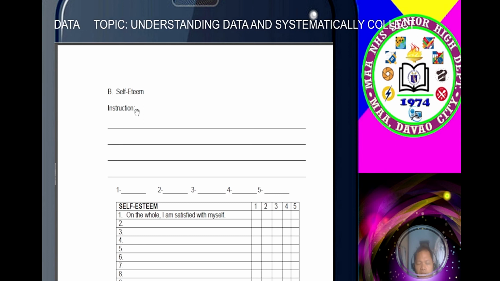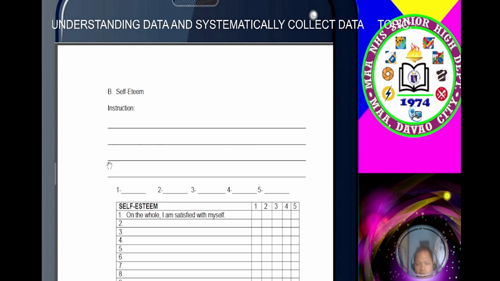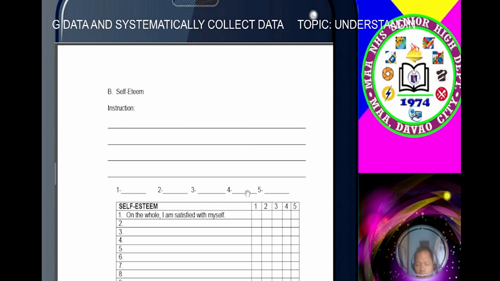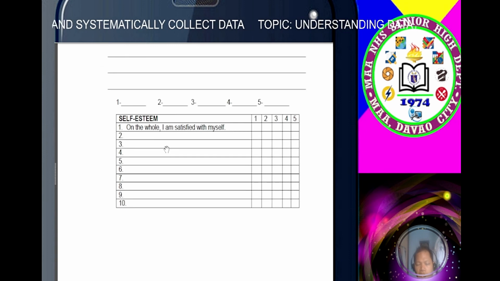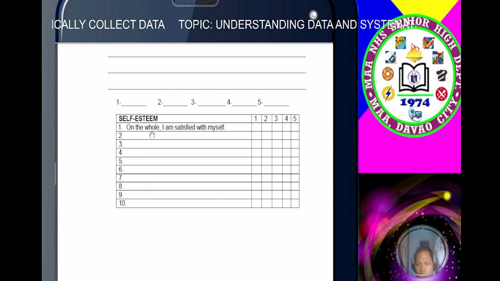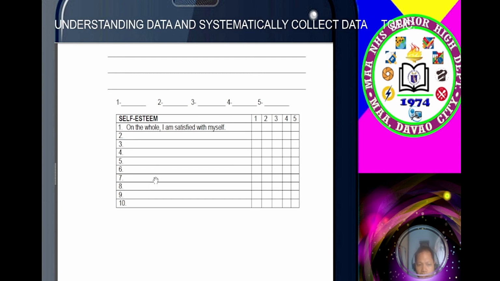Then for letter B, for our dependent variable, again you write the instruction. How are you going to answer? What would be your descriptors here, in 1 2 3 4 5? Then, you're already given a sample question here, and you're going to write 10 questions about self-esteem. You can research it in Google if you want.